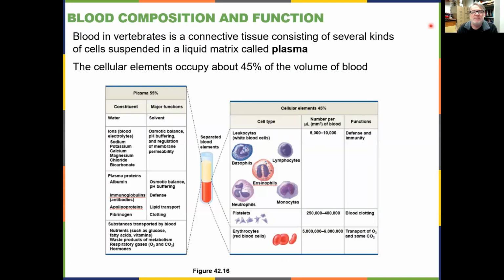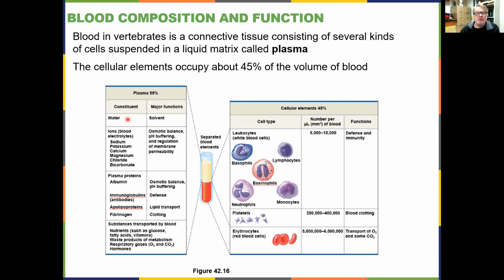If we look at the composition of blood, we can break it up into two major components, the plasma and the cellular components. The majority of the blood is the liquid matrix that we refer to as plasma. Remember, blood is a type of connective tissue, and the definition of connective tissue is living cells embedded in a matrix made up of proteins and other substances. The plasma forms the matrix of the connective tissue of blood.